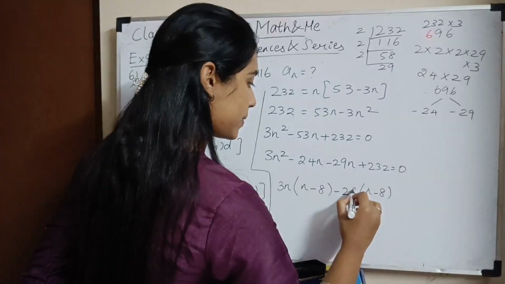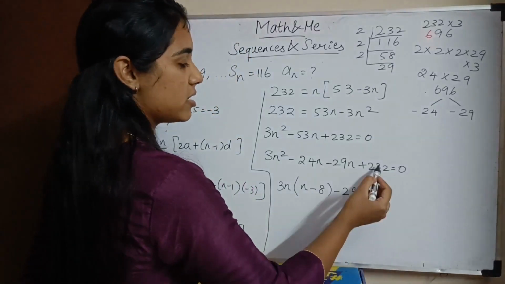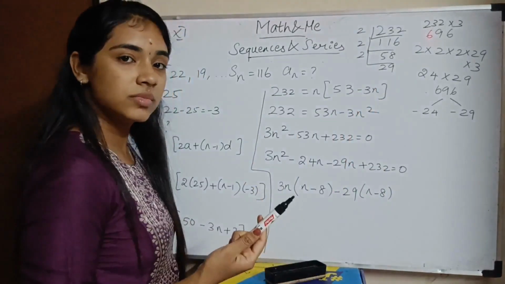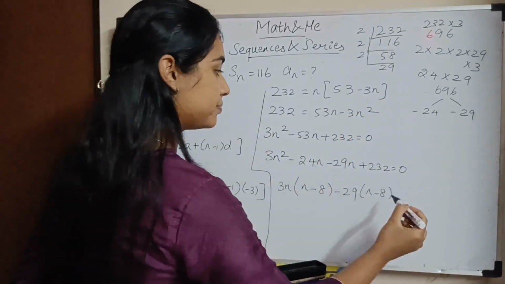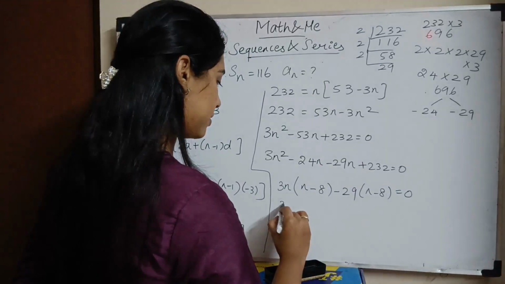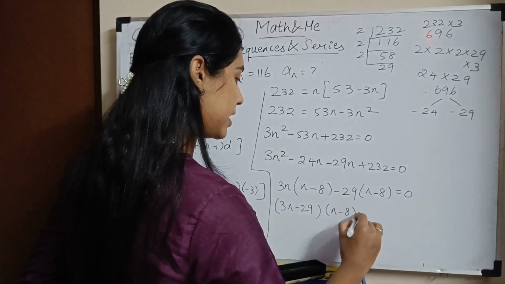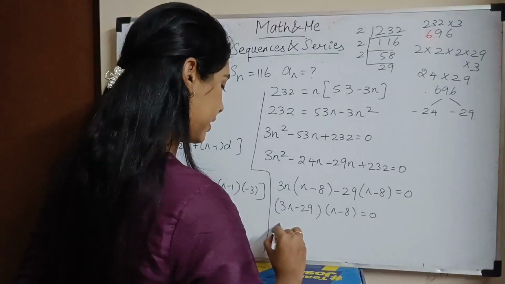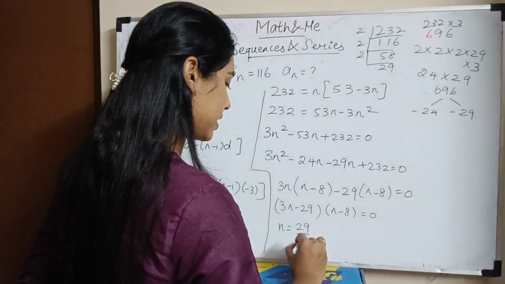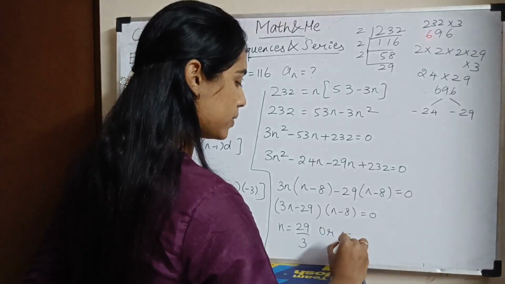So let me take minus 29 outside. 29 times 8 is 232. 29 times 8. Cross check. Okay, good. Equals 0. So I have 3n minus 29 times n minus 8. So my n is either 29 by 3 or n equals 8.